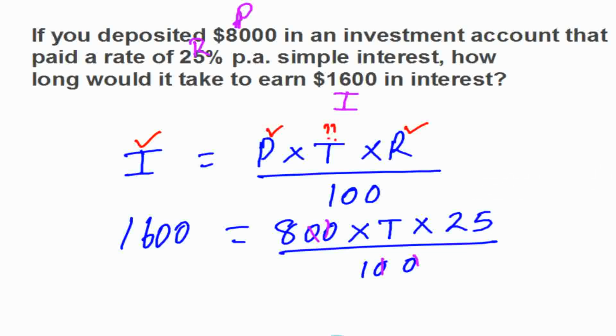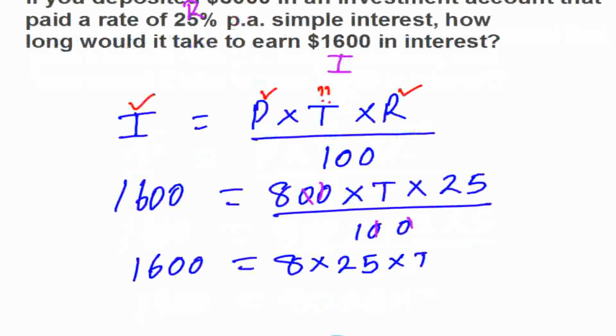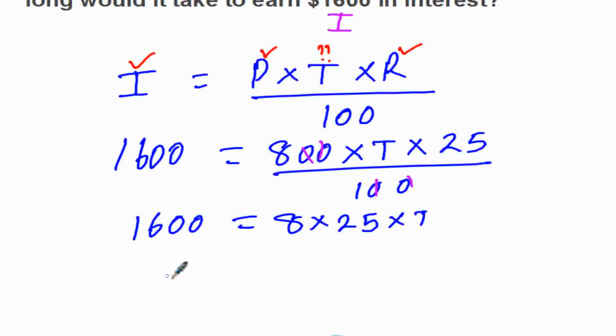So that will be 16 equals 8 times 25, then times T. And 8 times 25 is 200. So you have 16 is equal to 200T.